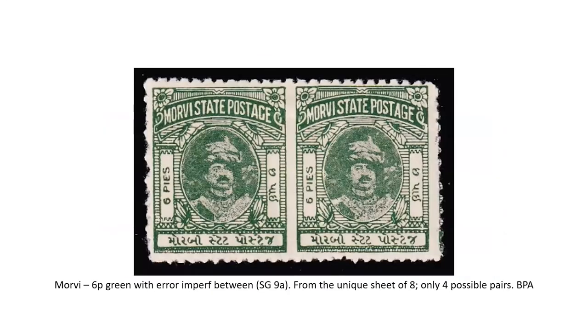Now we move on to Morvi. This is an imperfect between from a unique sheet of eight, so only four possible pairs.